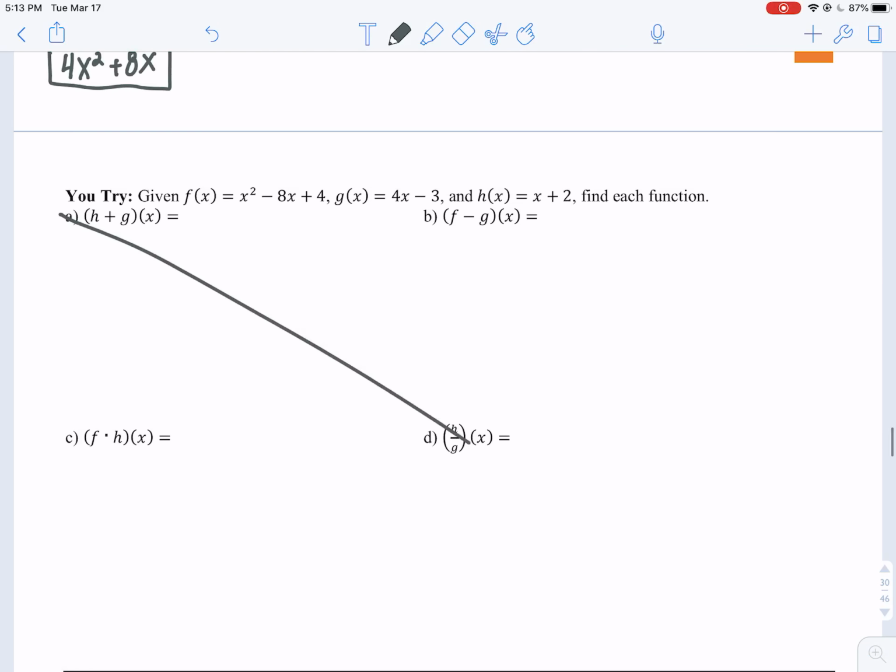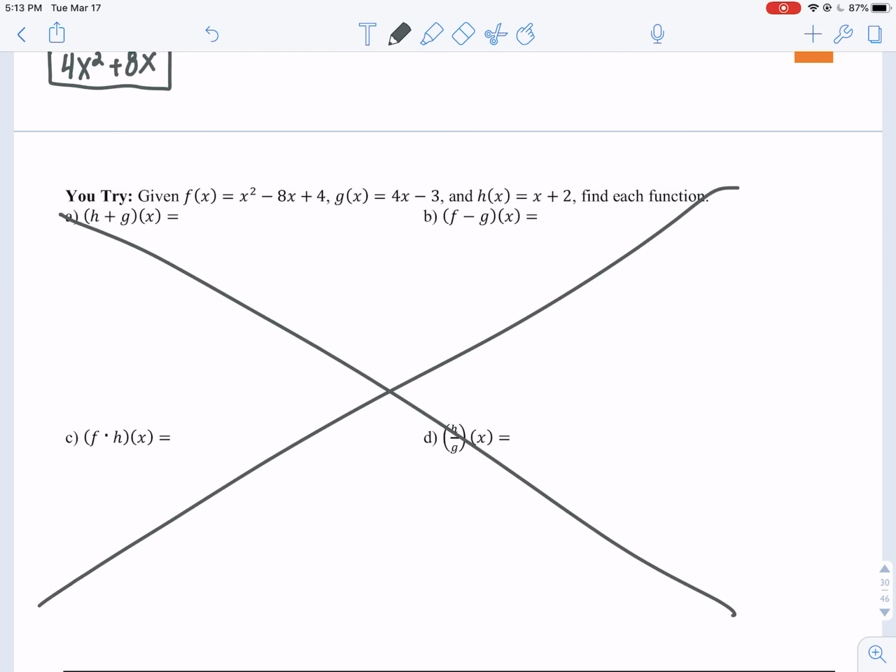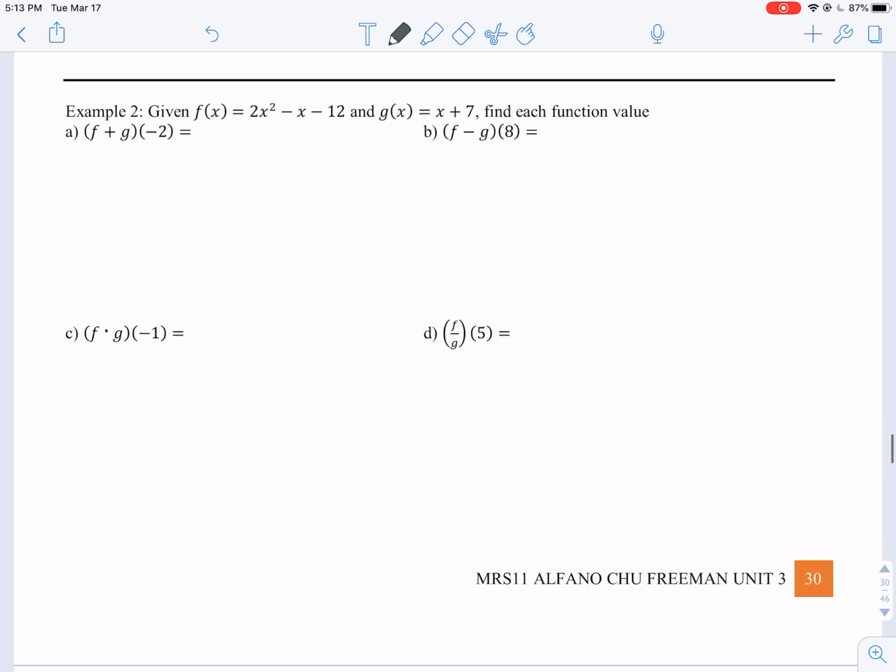We are going to go ahead and skip this part because you guys are going to show me how to do this on Delta Math. Okay, the assignment has already been made, so we're not doing this. You try. I just want to show you guys one more example. Let's take a look at example 2.